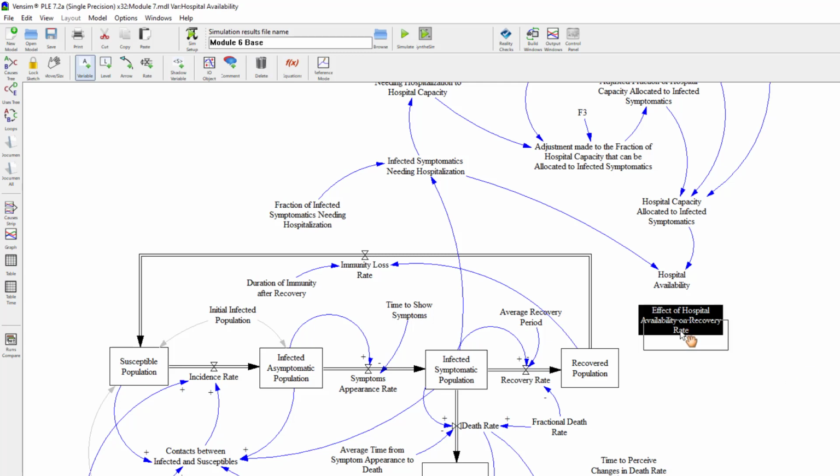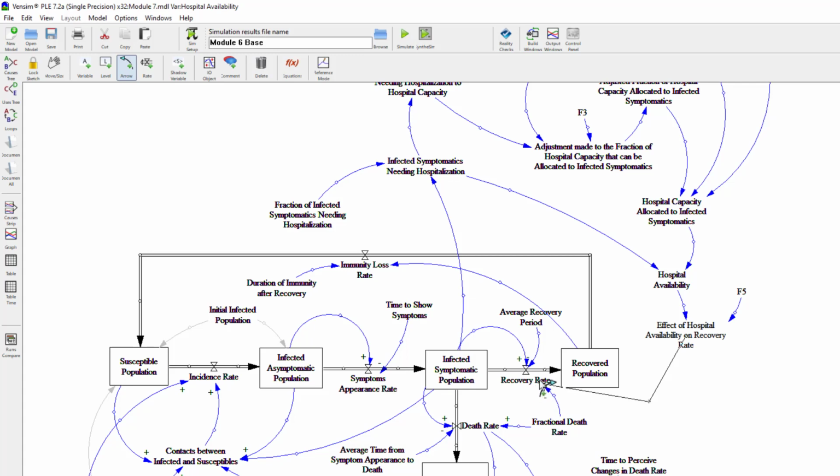Okay, so the lookup function, table function, we're going to call that F5. Hospital availability is our input with the F5. That's going to feed into the recovery rate.